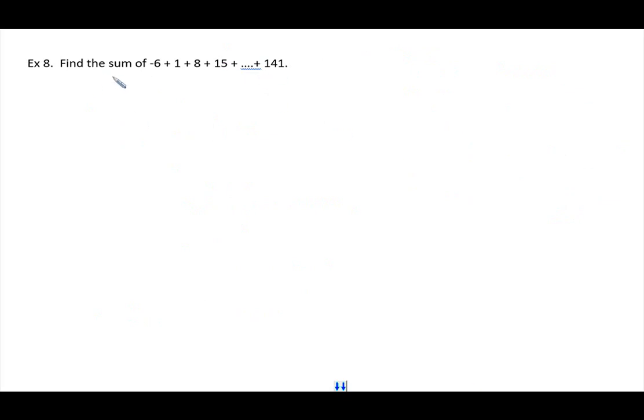Let's take a look at this example here. Now, we're finding the sum of this sequence here. So you notice we have the first term here, and we actually have the last term also. The problem here is we don't know what n is. All we know is this is the first term, there's some more numbers in between, and then this is the last term. So we don't know what n is, so we have to find out what n is, okay?